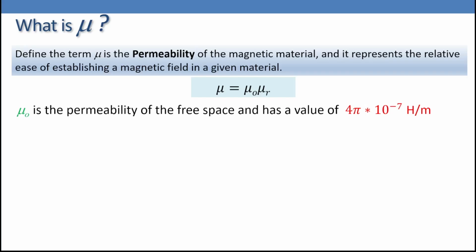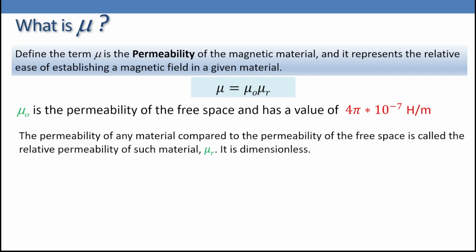So we have the circumference 2πr. That one is going to give you 1 meter distance between them. So μ0, the permeability of free space, is 4π×10^-7. What is μr? The permeability of any material compared to the permeability of free space. Comparing the permeability of any material to the 4π×10^-7 Henry per meter is called relative permeability. That one is dimensionless, it has no dimension.